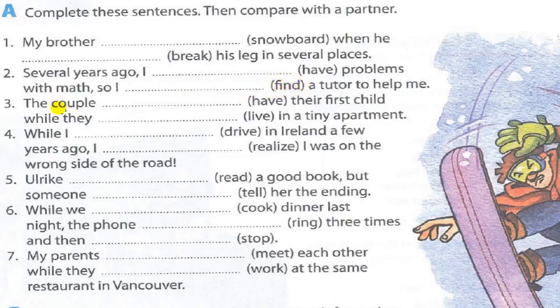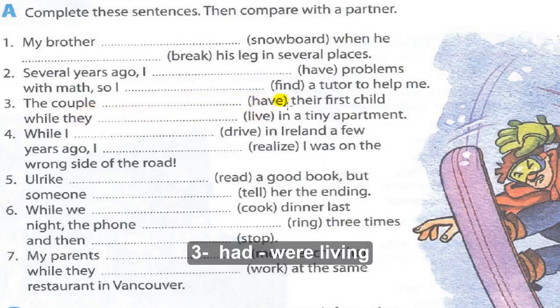3. The couple had their first child while they were living in a tiny apartment. So here, after as or while, was or were plus verb plus ing. And the second sentence is in the simple past. The couple had their first child while they were living in a tiny apartment. They were living in a very small apartment, so the couple had their first child while they were living in a very small apartment.